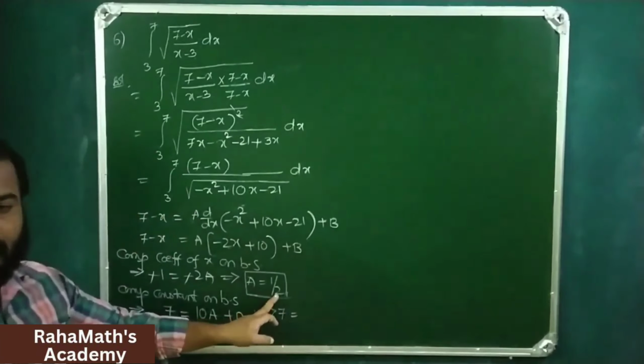Since the process of integration is over here, let us apply the limits. That is equal to square root of minus 7 square, minus 49 plus 10 sevens are 70, minus 21. This is upper limit minus lower limit, square root of minus 3 square, minus 9, 10 threes are 30, minus 21, plus 2 into 3 to 7, 1 by.